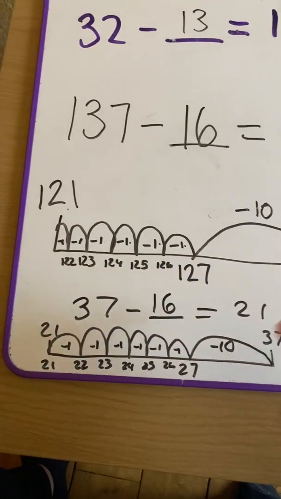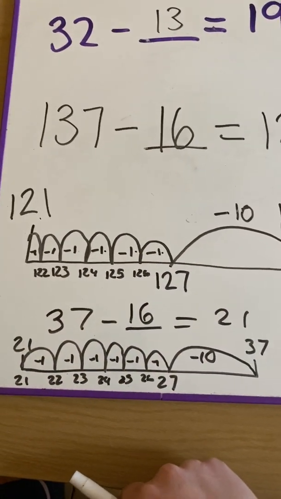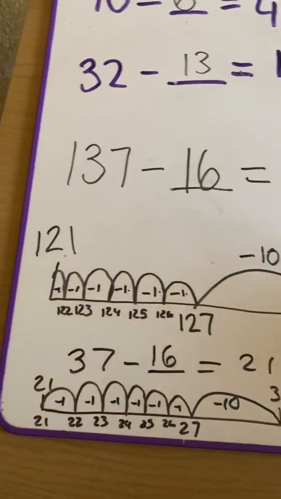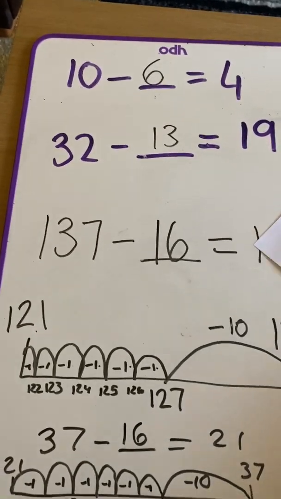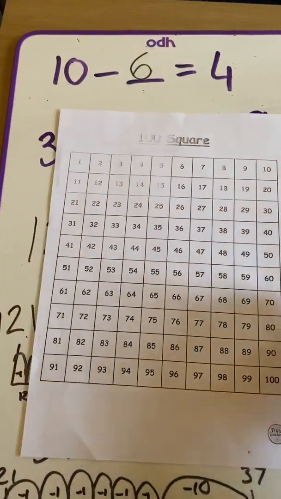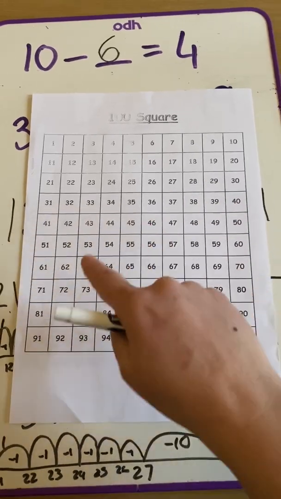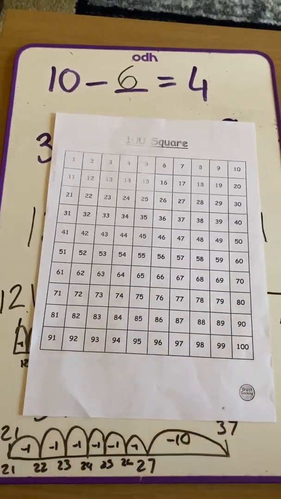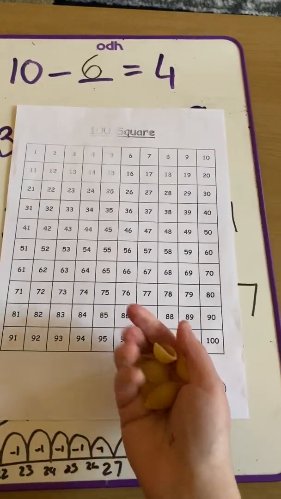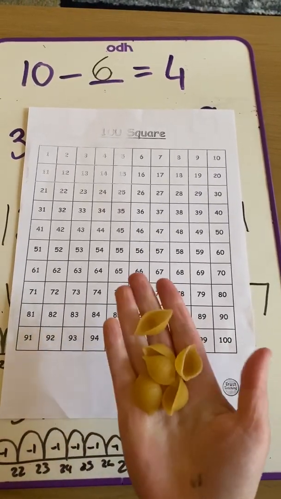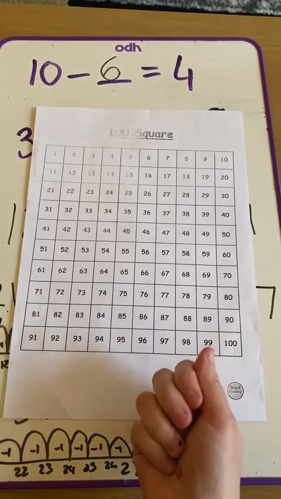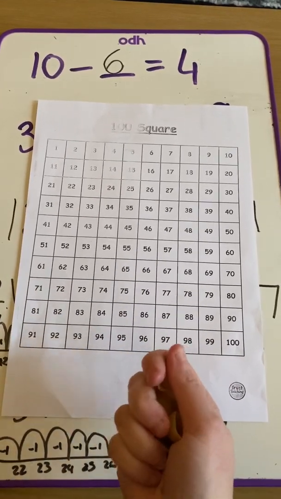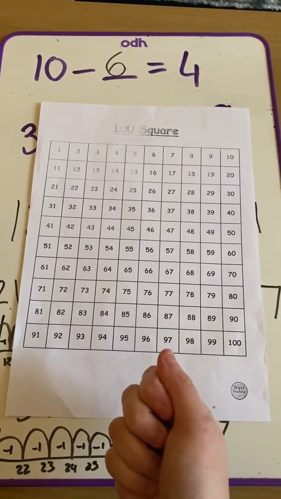So our number line strategy can be used for big numbers and small numbers. Our 100 square strategy can help us with bigger numbers, but can really be used for numbers between 1 and 100. And then using our pasta, like we did in our first video, can be used for smaller numbers, probably up to about number 20. However, you can try it further if you would like.